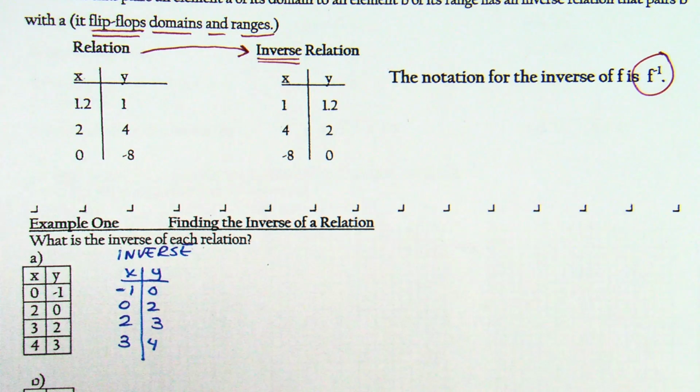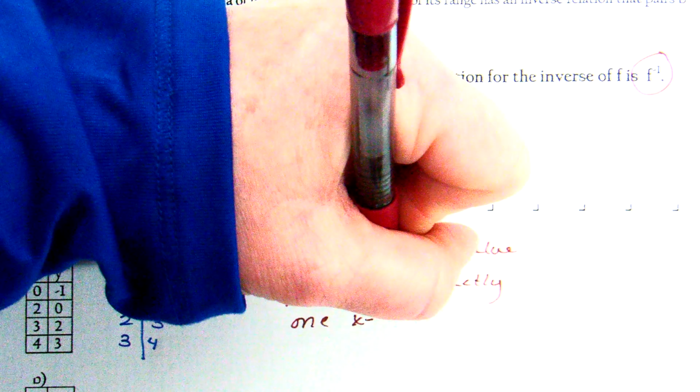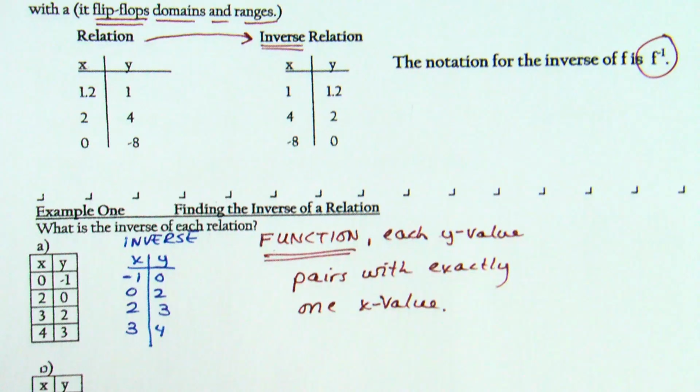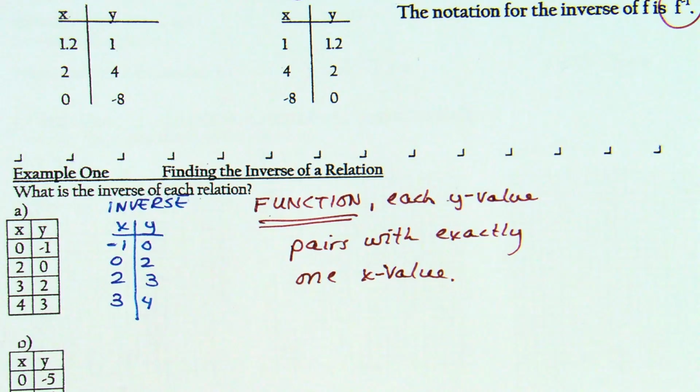Each y value pairs with exactly one x value. If it pairs with more than one, so if we had the ordered pairs 4, 3 and 4, 5, we'd have a problem because the 4 pairs with 2 different y values.